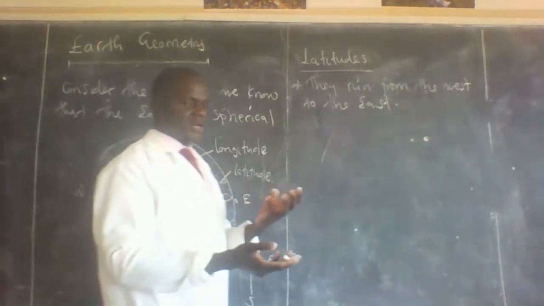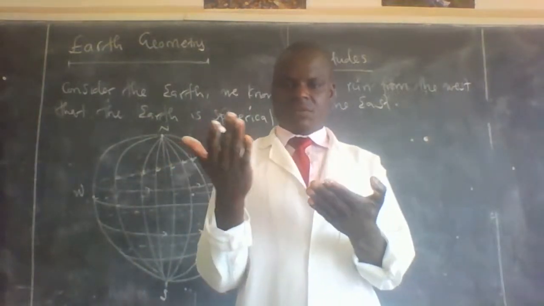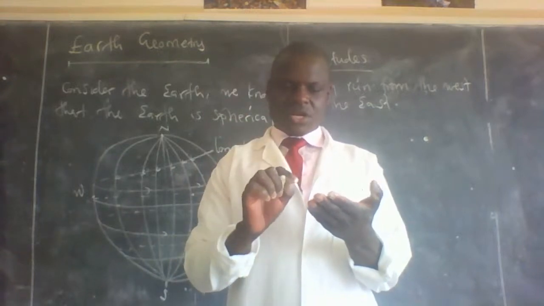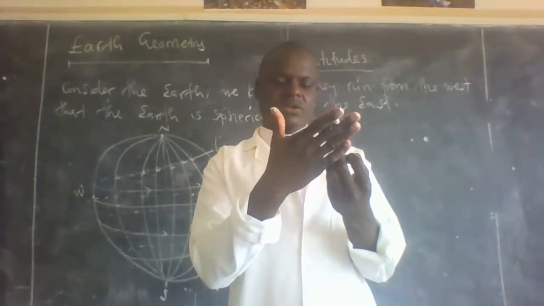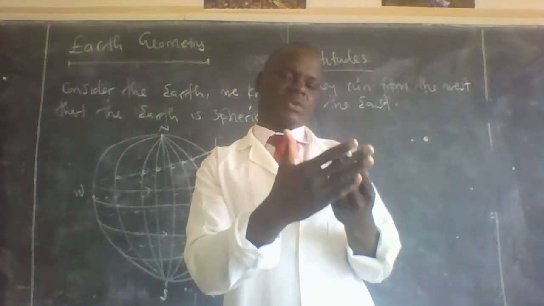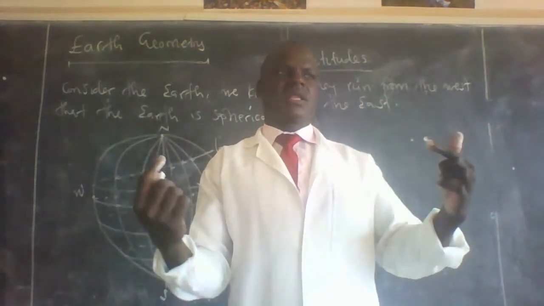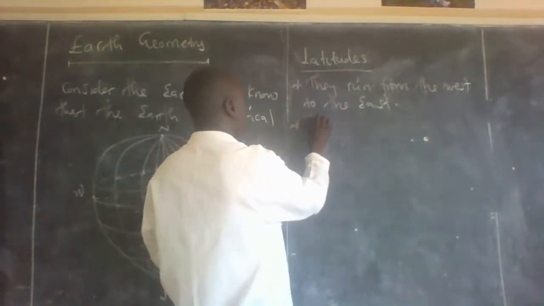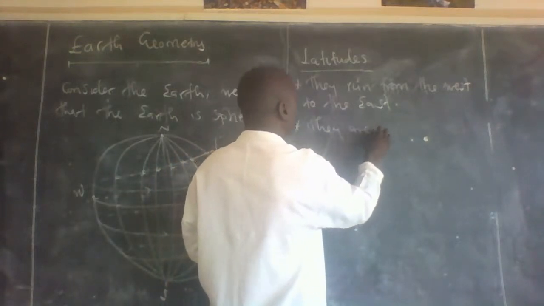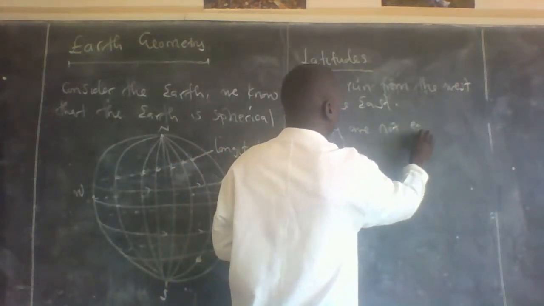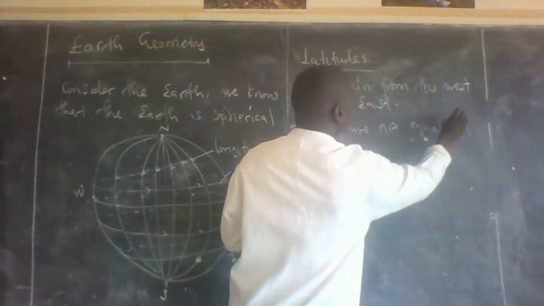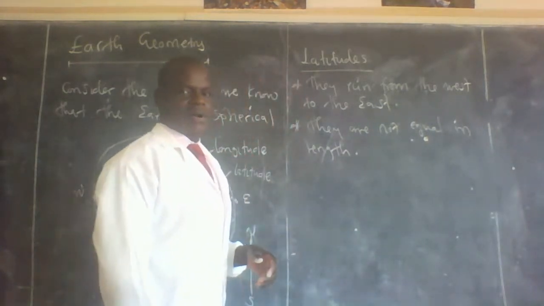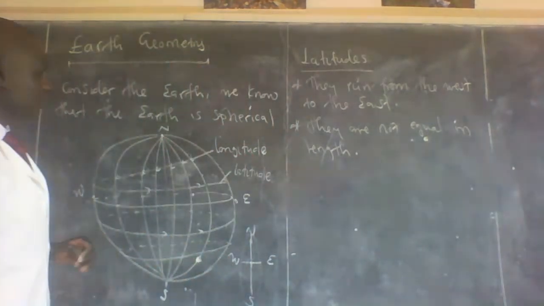If you get an orange and slice it in the middle, the cross section you're going to have will not be the same as when you slice the orange towards the end. So because of that, the sizes of the latitudes are not the same. So we say they are not equal in length.